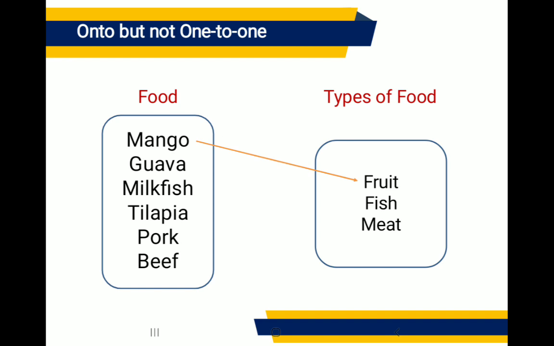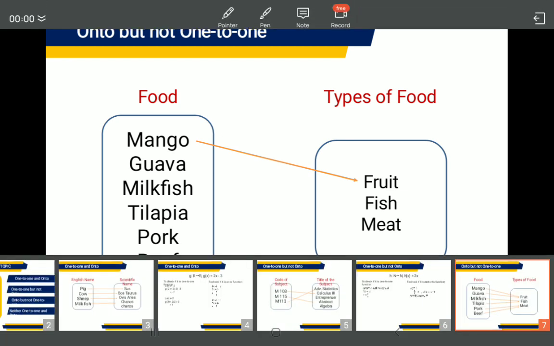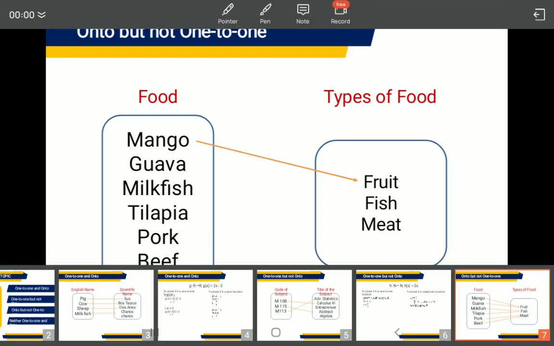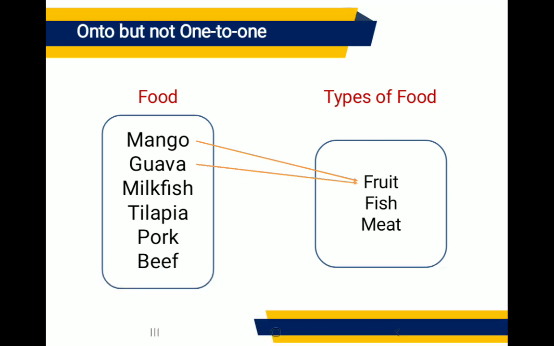To fruit, guava to fruit, milkfish, the fish, tilapia is fish, pork, meat, and beef meat. So we can see that it is not 1-to-1.